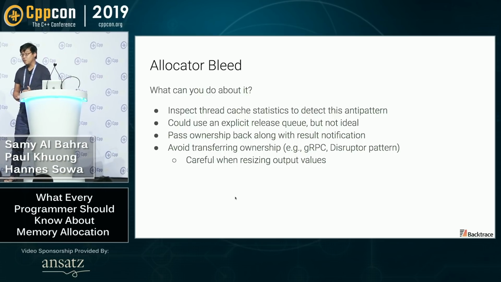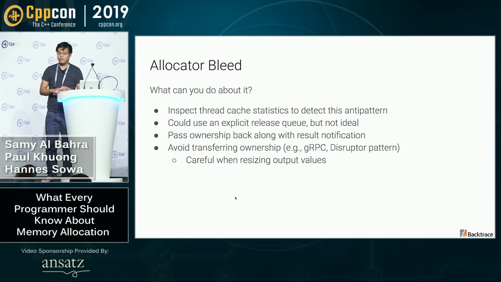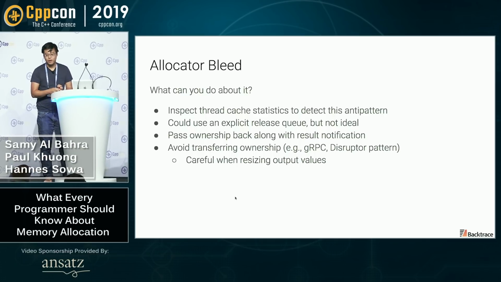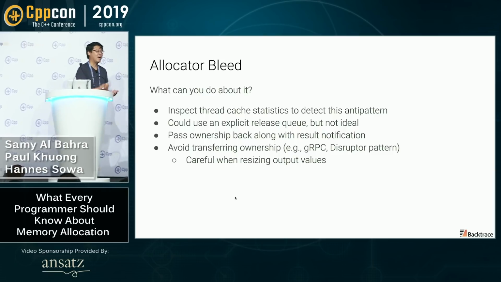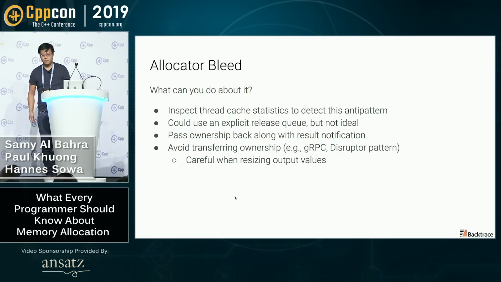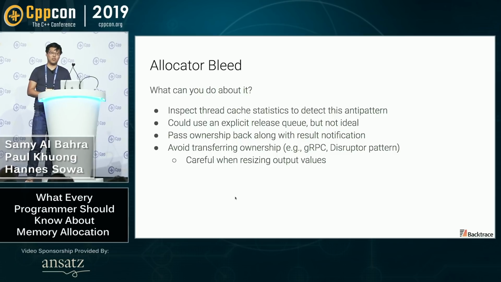Once we do know that it's a problem, what can we do to fix it? Like I said, we could use an explicit release queue and send the allocation back to the producer so that the producer can free it and recycle the allocation itself. However, that's a bit error prone and a lot more overhead for the coder. So a lot of times, I like to notice that the worker will already have a notification back to the producer to say, hey, I'm done with this work. So we can piggyback on that and send the allocation back to the producer. Finally, the best thing to do is simply not do it, right? Just don't transfer ownership. Like if you use gRPC, the request is passed in as a const reference. So you know that the caller always maintains ownership of the original request.